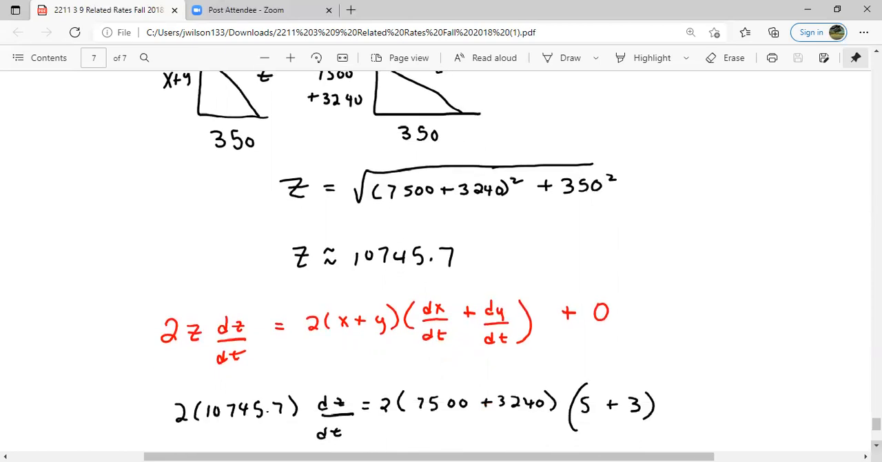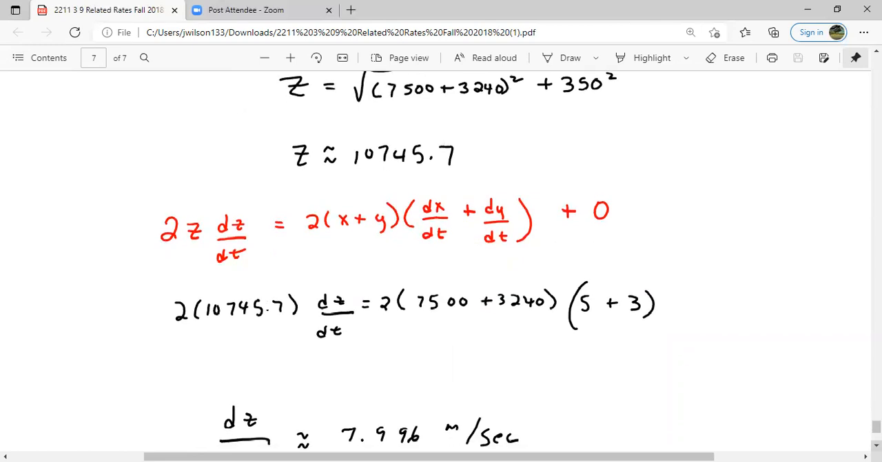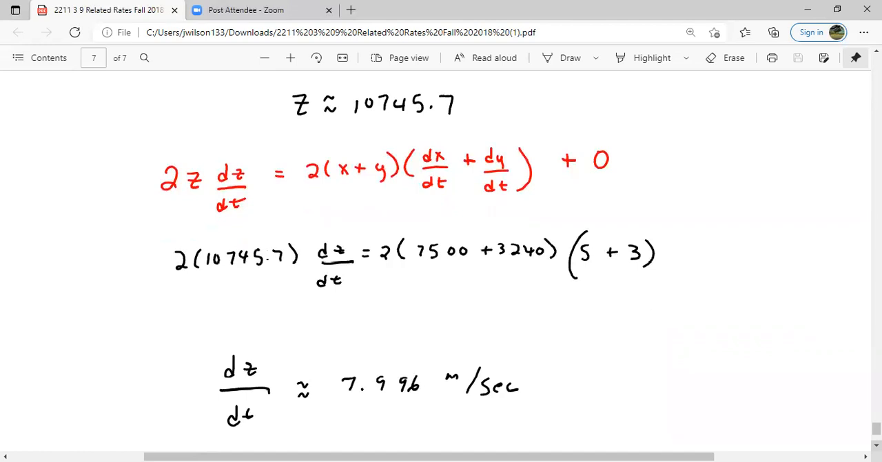It probably doesn't make a whole lot of difference. And then I go back to my problem. I want to go back to the equation with the rates in it, because I'm looking for a rate. I can substitute in z, which I got right here, x plus y, dx/dt, which was given, and dy/dt. And that leaves the dz/dt, which is what I'm looking for. It's approximately 7.996 meters per second.